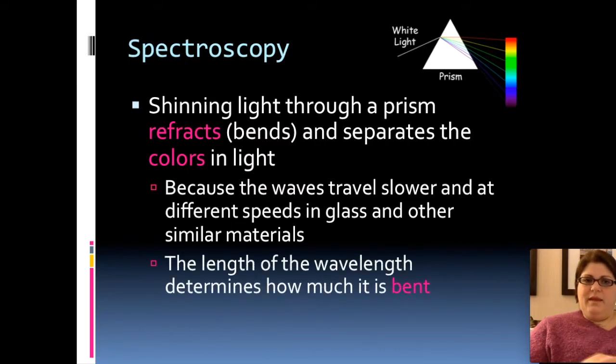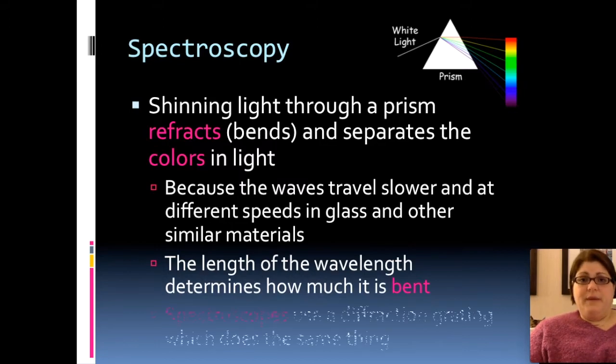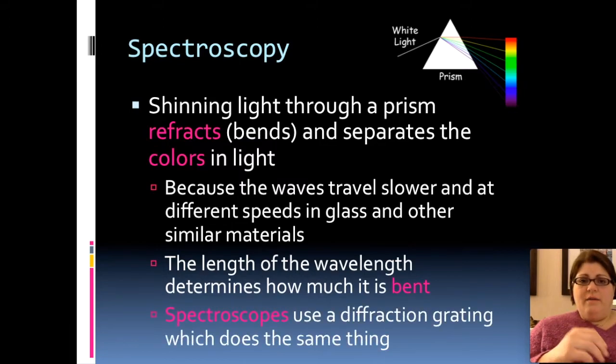Because the amount that the light bends in the prism is affected by the wavelength, that's what makes it possible for us to see the different colors, and more specifically to get very precise information about the wavelengths given off by chemicals. Spectroscopes are instruments used to see this. They have a diffraction grating that works the same way as a prism. Spectroscopes are also able to make spectrographs, which are just kind of images or graphs of this information.